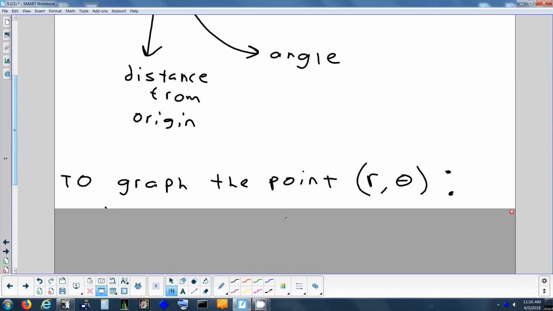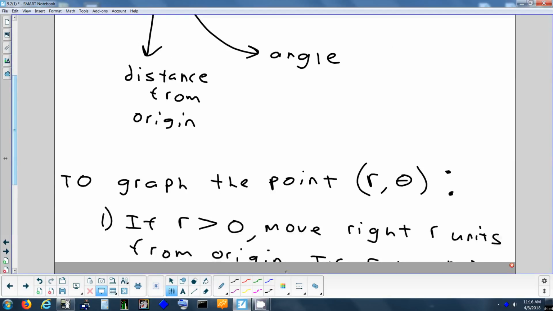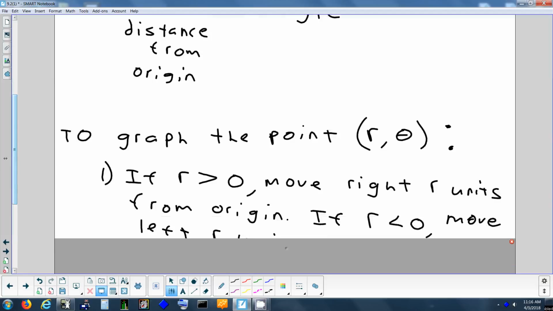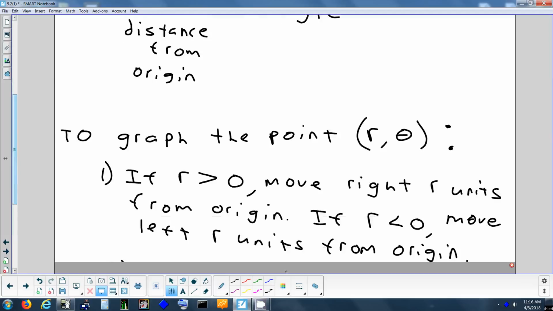All right, so you start with r. r can be positive or negative. If r is positive, it's kind of like x. You start at the pole, or the origin, and you're going to move right. How far right? However many units it tells you. If it's 82, I'm going to go 82 units to the right. Could be a decimal, like 3.5. If r is negative, you would move to the left.